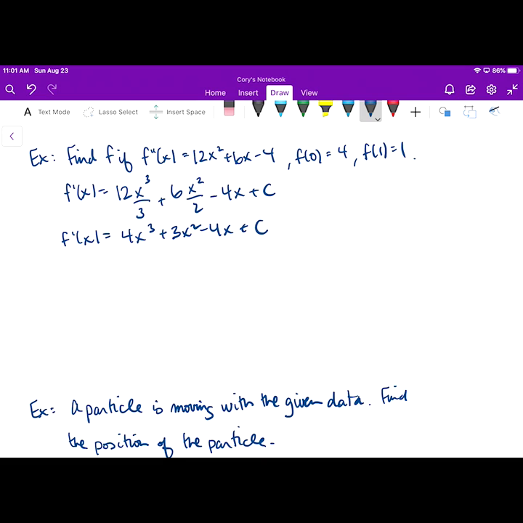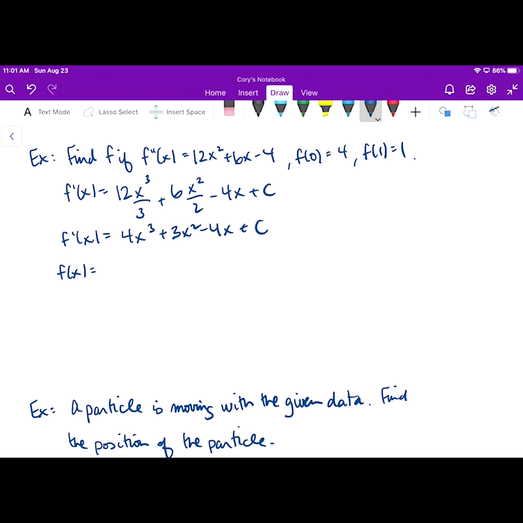Now, when I look at my initial conditions here, I don't have an initial condition that pertains to f prime. If I did, I'd want to plug that initial condition in right there to figure out the value of the constant c. Okay, but I don't have one that pertains to f prime, so there's nothing more that I can do with f prime. I now have to take the antiderivative of that function.